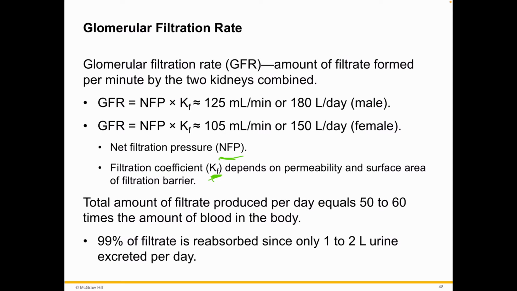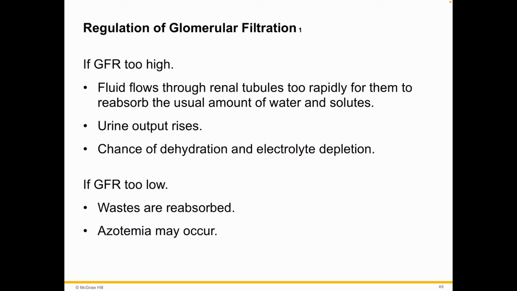The total amount of the filtrate produced per day equals 50 to 60 times the amount of blood supply in the entire body. And that means that we have a really high rate of reabsorption, since we really only produce between 1 and 2 liters of urine excreted per day if you're drinking a relatively normal amount of water. Because so much of it is actually reabsorbed.